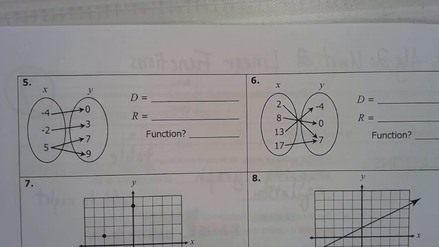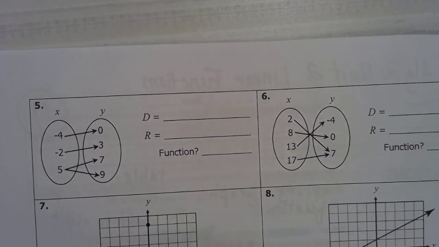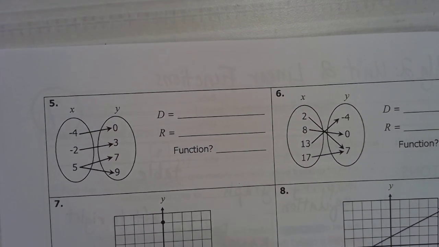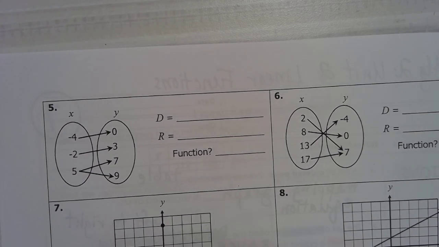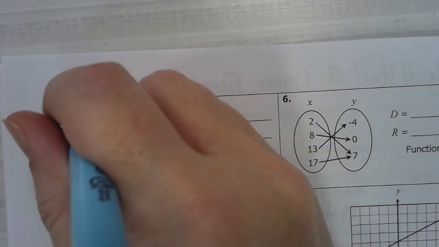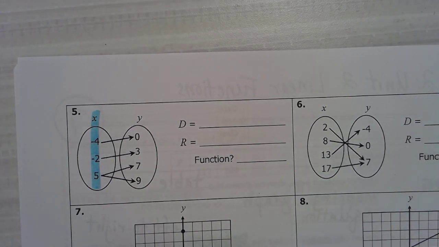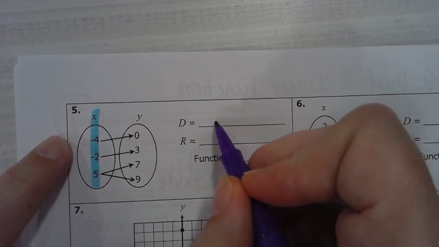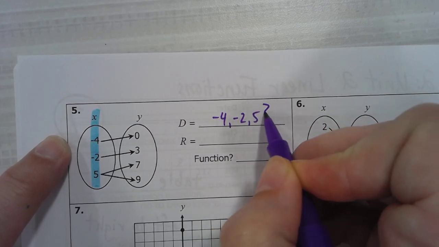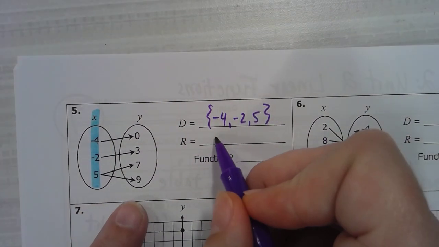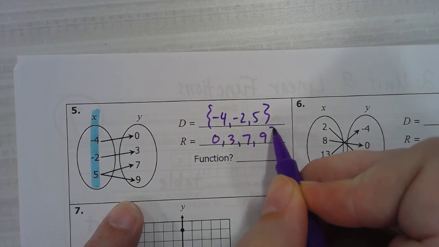All right, mapping. Here's the deal with mapping. One, it's super easy to see the domain and range. On mapping, they are already put in order for you and they don't repeat numbers. So literally this is the domain and all of this stuff over here is the range. See, they're already in order. Okay, so let's just write that down real fast. -4, -2, 5. 0, 3, 7, 9.